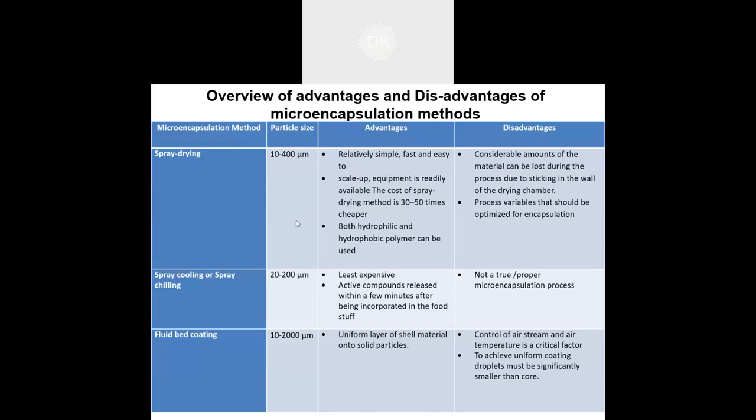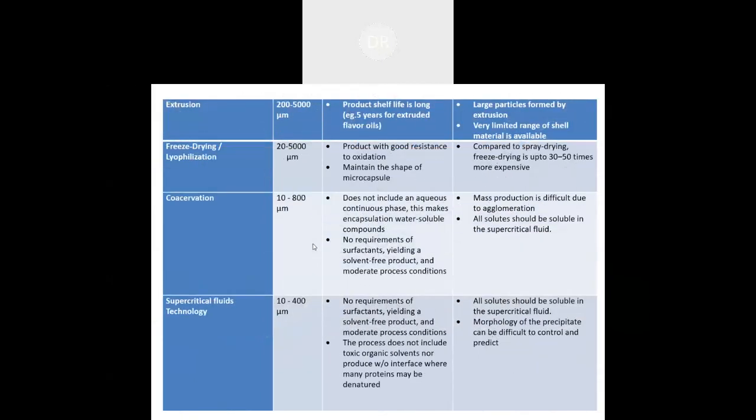Then freeze drying or lyophilization. This is a little bit more expensive than spray drying, about 30 to 50 times more expensive. But the product quality and oxidation are maintained, and the shape of your microencapsules is very uniform. Then coacervation, it is in the 10 to 800 micrometers in size.